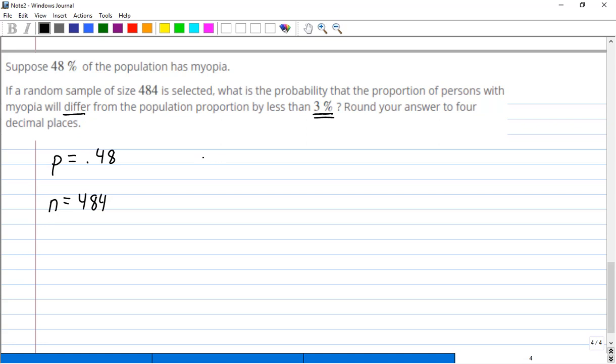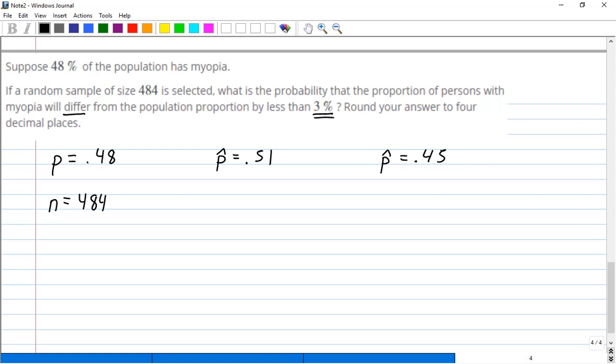So we're going to have two values that we have for our p-hat. You can name them differently, like a sub 1 and a sub 2 if you need to do that to keep them straight. But if I add 3 percentage points to 48%, that would be 51%, right? So that would be 0.51. And then if I subtract 3 percentage points from that, that would be what? 45.